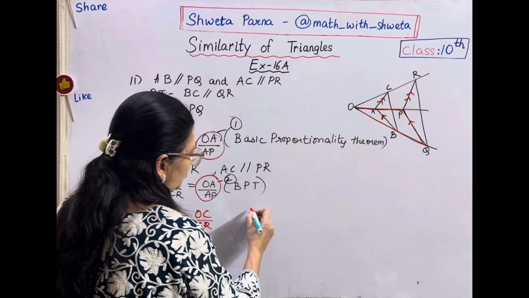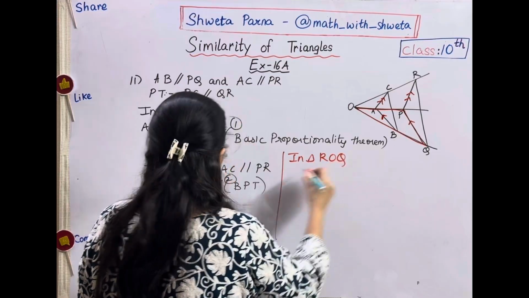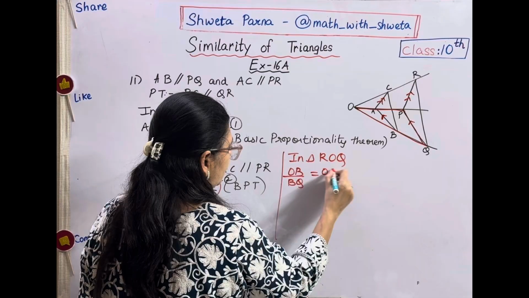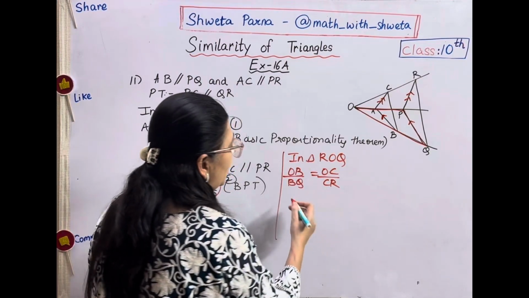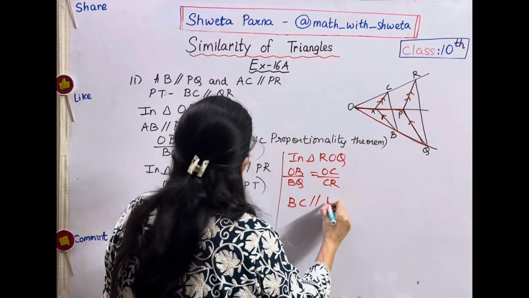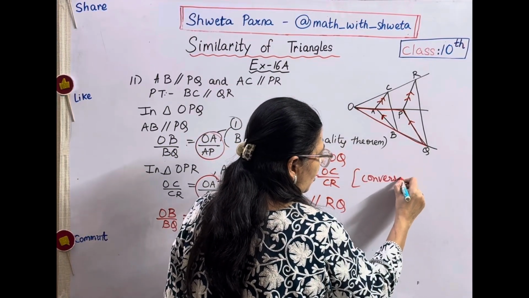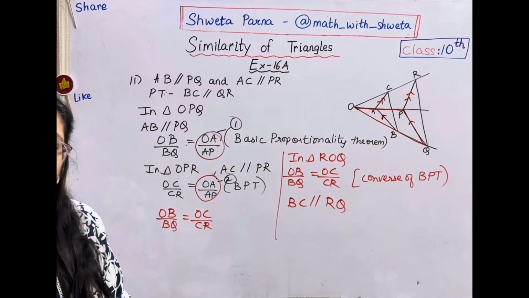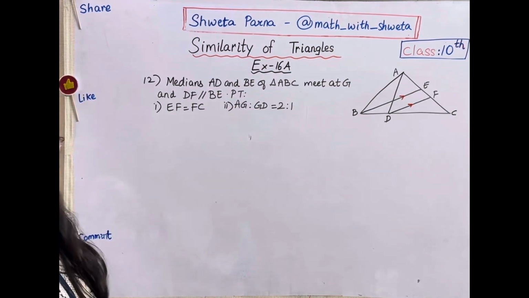If the sides are proportional, so in triangle ROQ, OB upon BQ is equal to OC upon CR. We have already proved it. So when two sides are proportional, that means BC will be parallel to RQ. What is the reason? Converse of basic proportionality theorem. Are you clear? Yes? Come on, let's go to the next one. Let's go to question number 12.